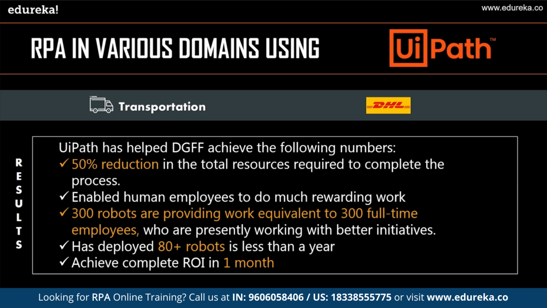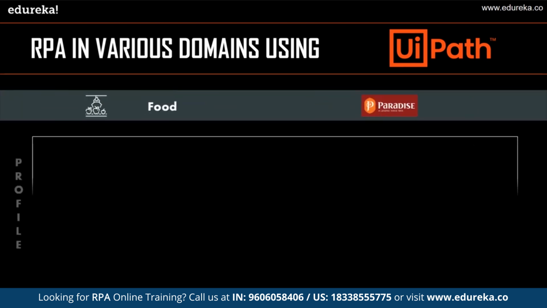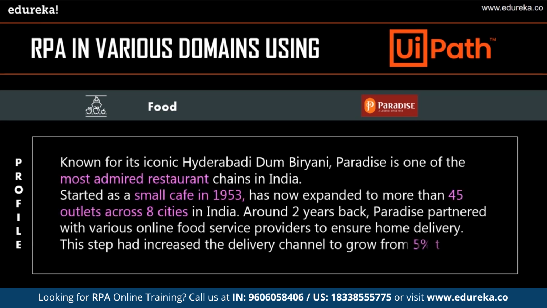So that's how, guys, RPA is used in the transportation industry. Now let's move on with the final domain in the UiPath section, that is RPA in the food industry. Now I'm sure all of you might have heard of Paradise, right? It's known for its iconic Hyderabadi dum biryani. Being one of the most admired restaurant chains in India, it started as a small cafe in 1953 and now has expanded to more than 45 outlets across 8 cities in India.